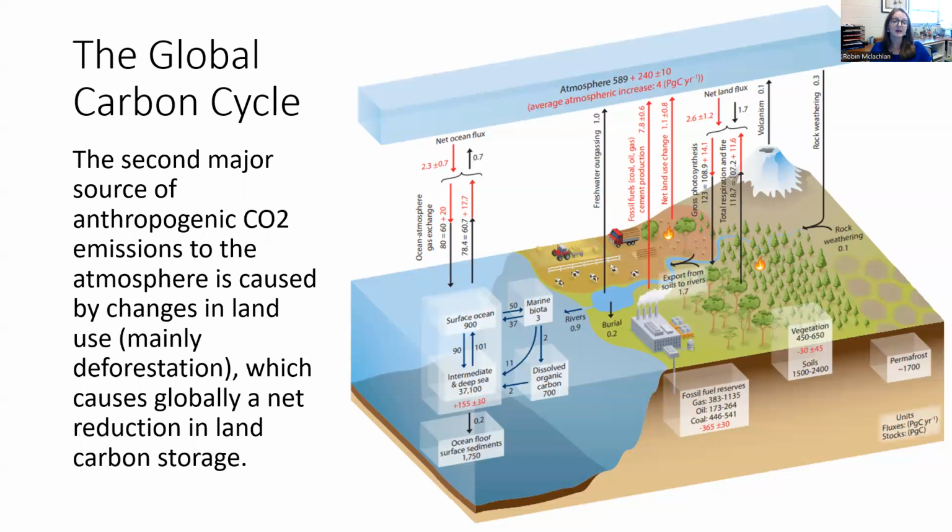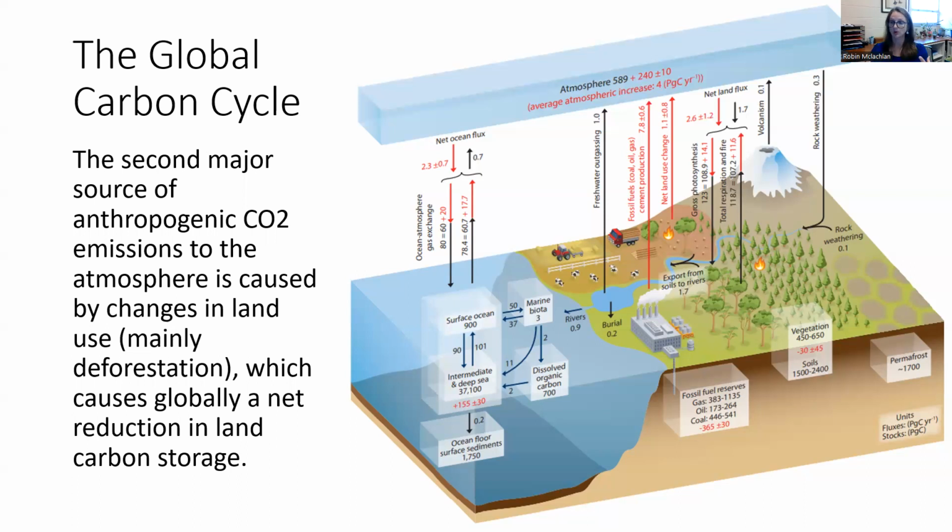Okay. The second major source of anthropogenic carbon emissions to the atmosphere is caused by changes in land use. So in order to build these buildings, in order to build these roads, we have to cut down forests. In order to have all of the food we need, we cut down forests and build cropland, right? So it's mainly deforestation.